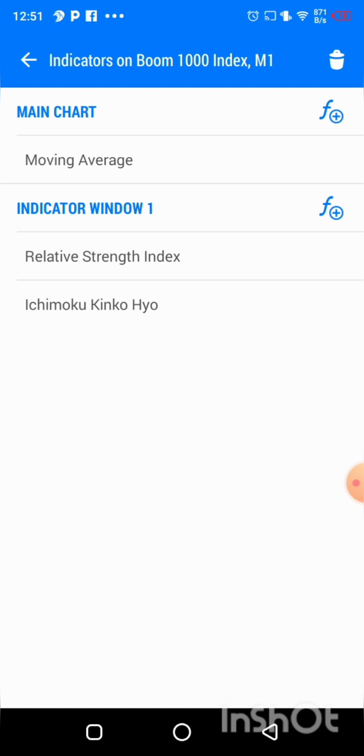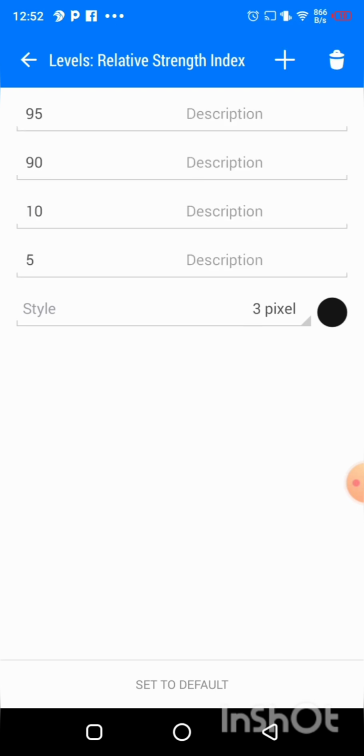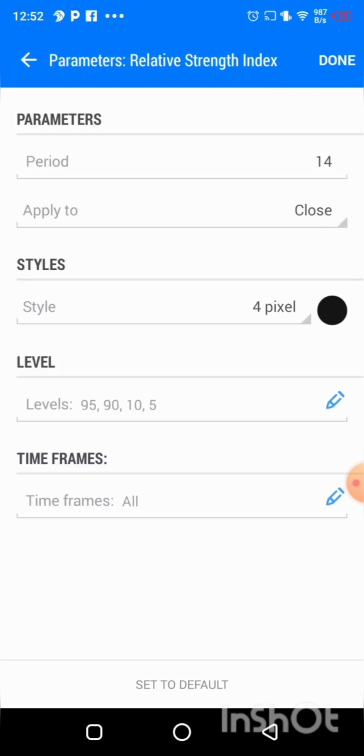Under indicator window one, we have relative strength index, and we also have Ichimoku. The first thing you need to add to indicator window one will be relative strength index. The period is 14. Apply to close. The style is 4. You can choose any color. Then the levels here, we have level 95, we have 90, we have 10, and we have 5. You go back, make sure you screenshot them, and click on done.